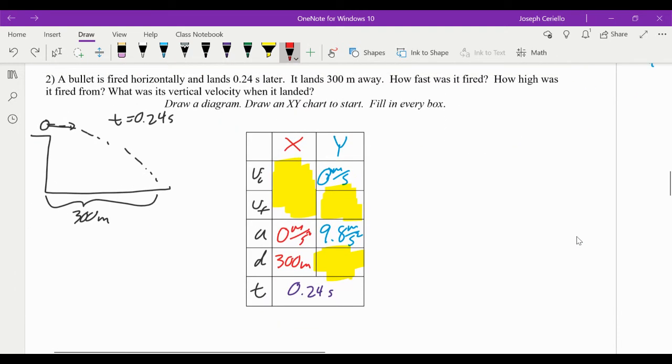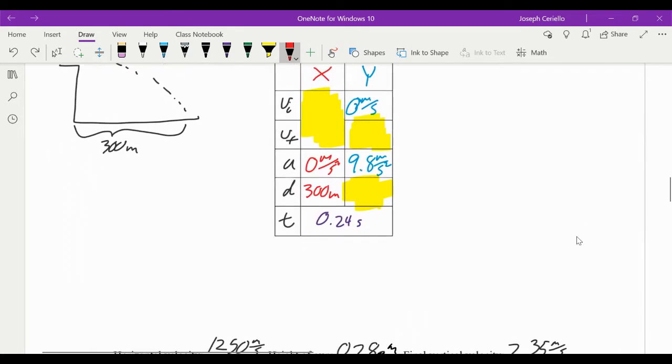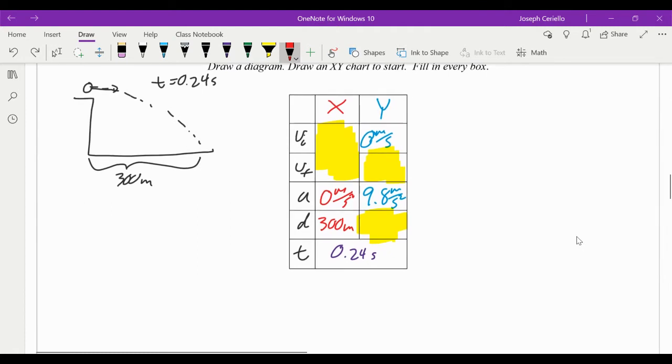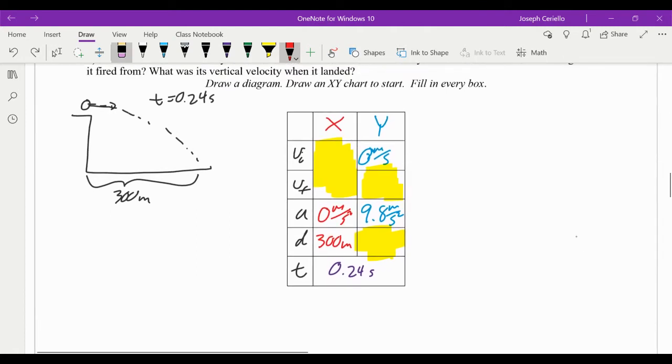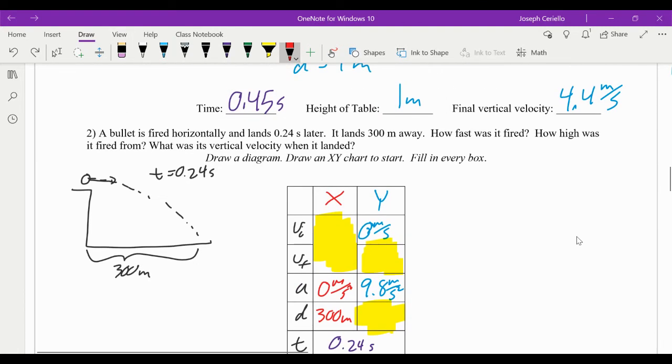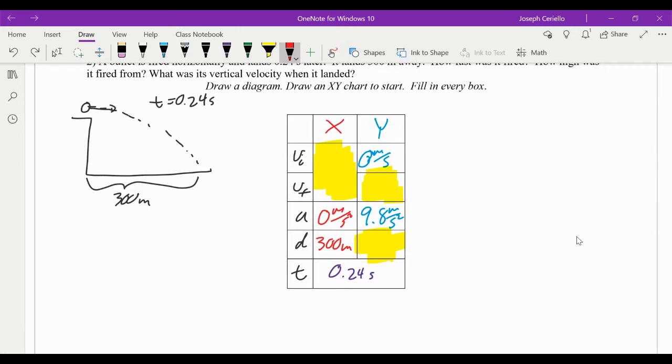Now looking at number 2, it says a bullet is fired horizontally. It lands 0.24 seconds later. It lands 300 meters away. How fast was it fired? How high was it fired from? So that's dy. We're looking for Vx, we're looking for dy, and we're looking for the final vertical velocity, V final, in the y direction. All right, so where to start? What the first one's asking for is how fast was it fired? So looking for Vx, okay? So that's the first thing we're going to do.